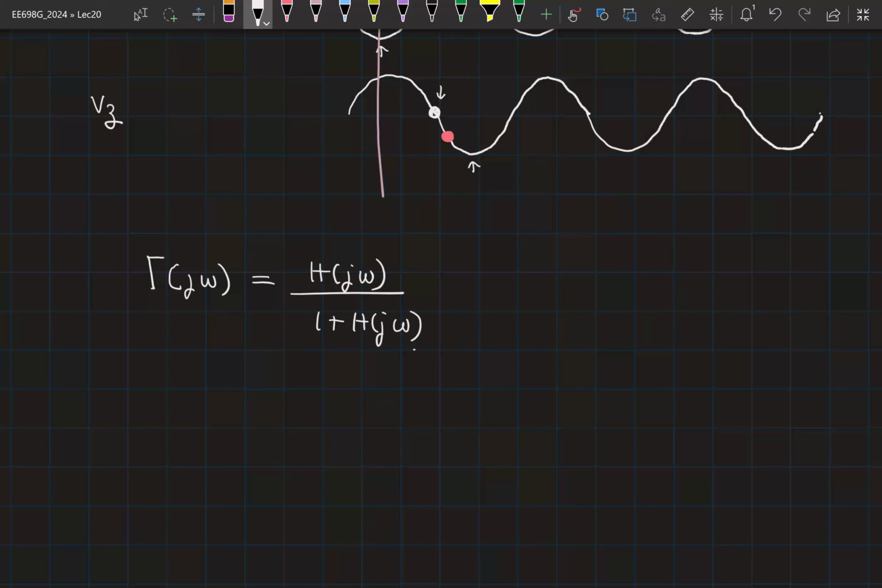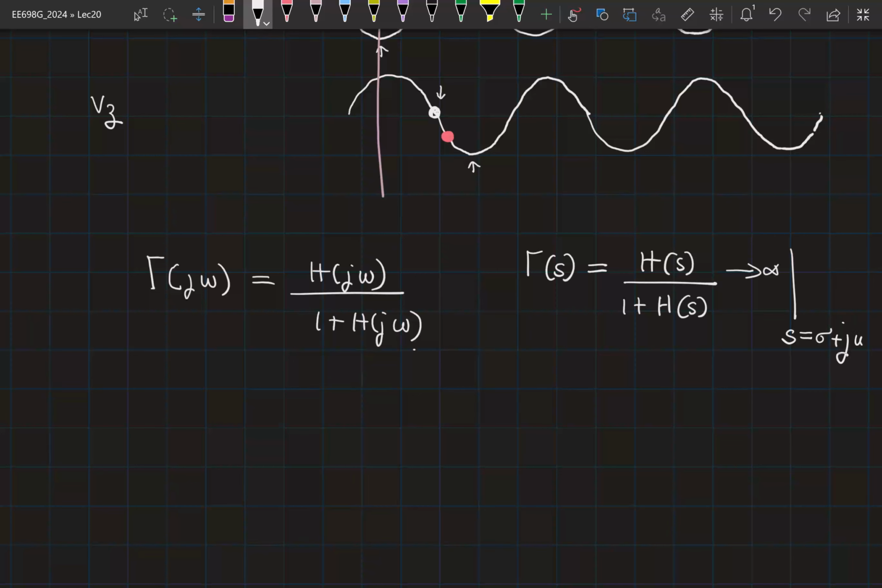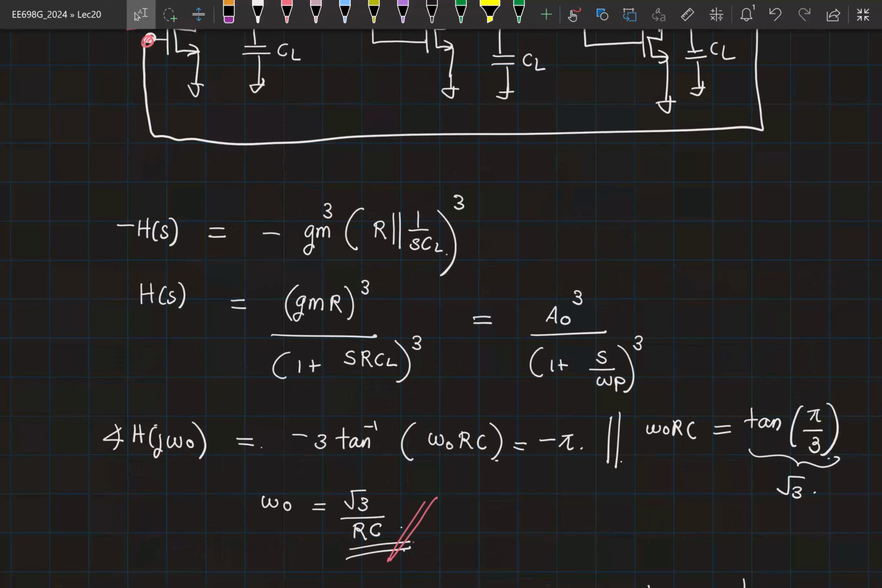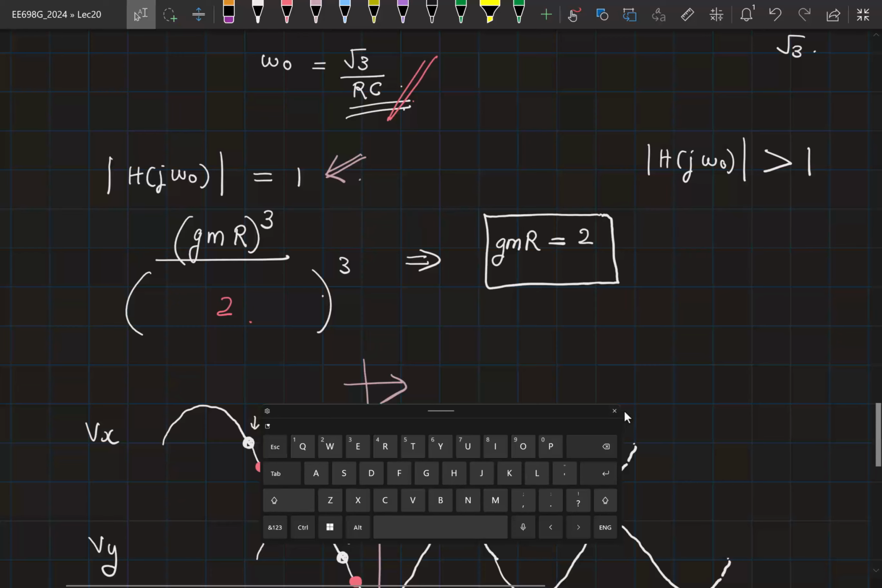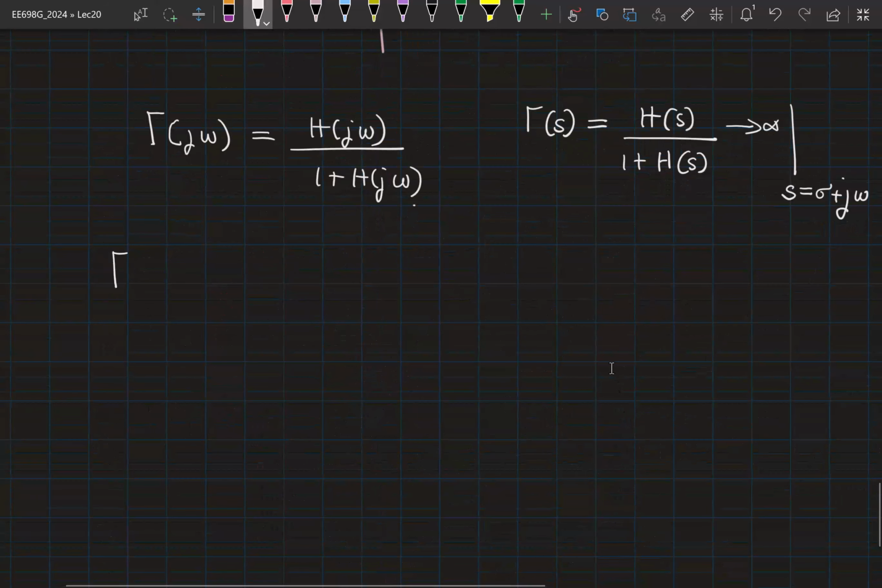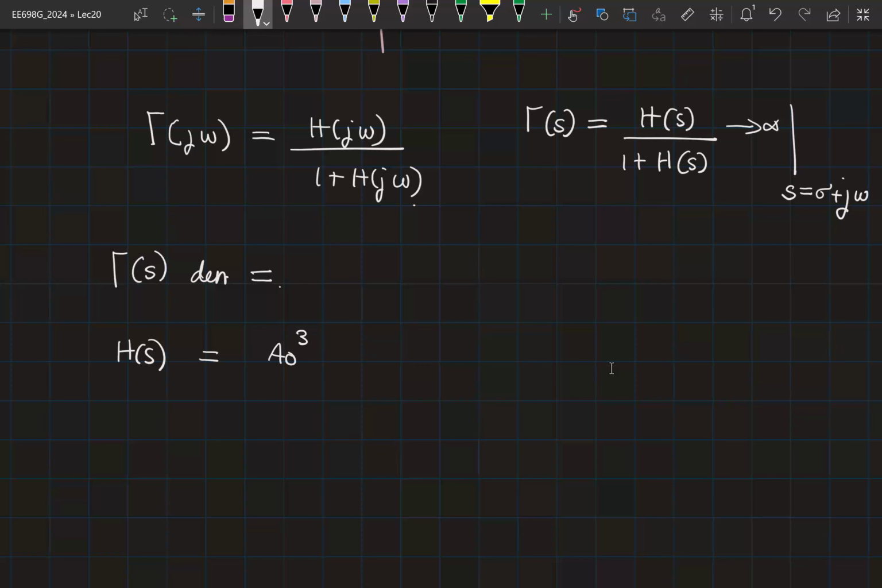What happens is, this transfer function, gamma of s equal to H of s by 1 plus H of s, is going to go to infinity for some s, which is equal to a complex number of the form sigma plus j omega. Is that clear? Now we are going to look at this particular scenario, taking the example of the circuit we just solved. Right? So I'll use transfer function of this form. If H of s is of this form, can you quickly tell me the poles for gamma of s? Tell me the denominator. My H of s is of the form some a naught cube by 1 plus s by omega p the whole cube.